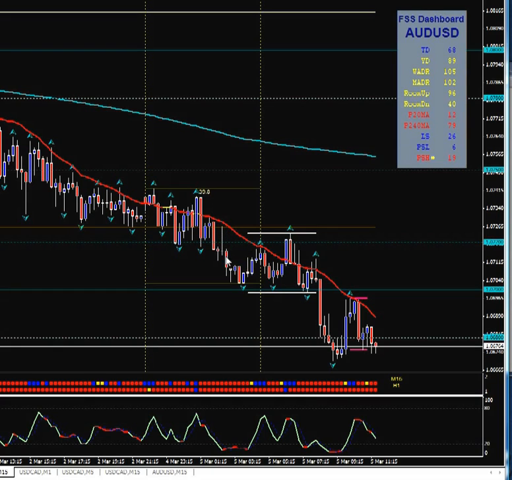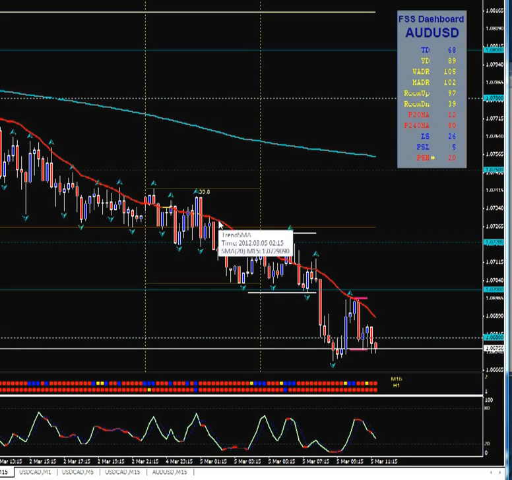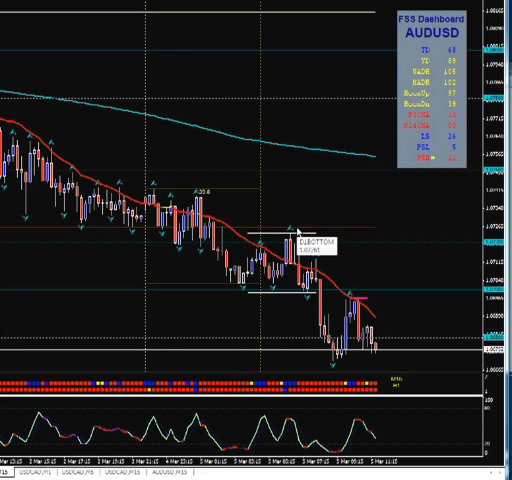You could do an FSS trade. Price is below the 240 SMA and it's below the trend SMA. The trend SMA is very important. Now later in the day, price tries to rise again, but what happens? It gets stopped by yesterday's low, which is acting as resistance now.